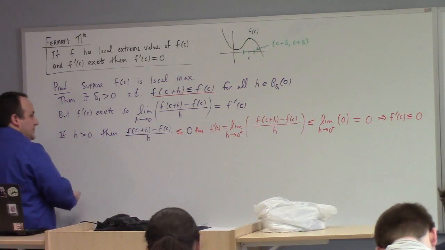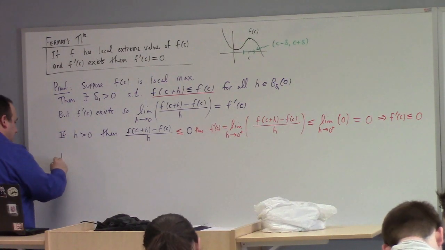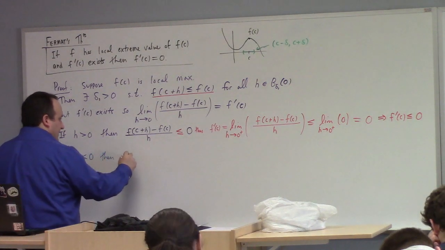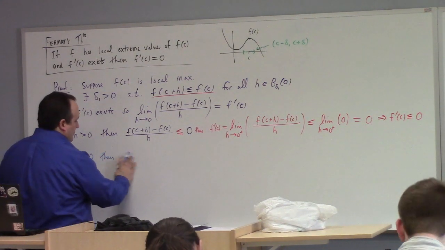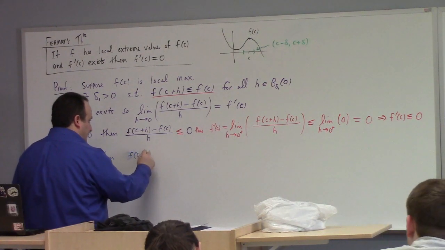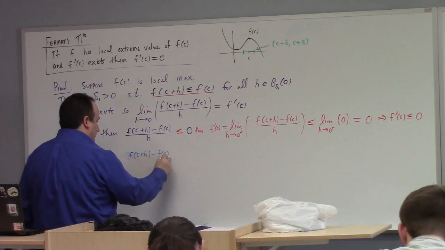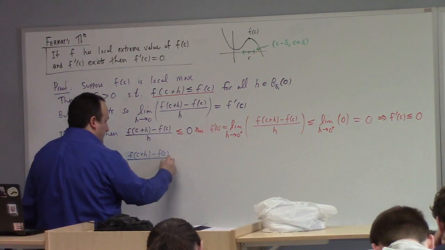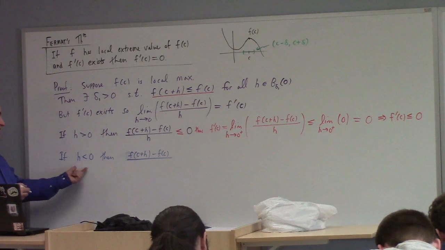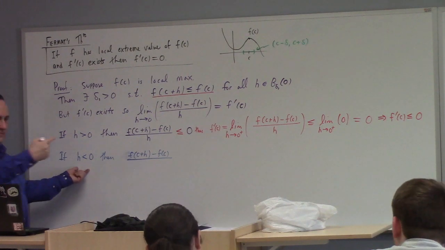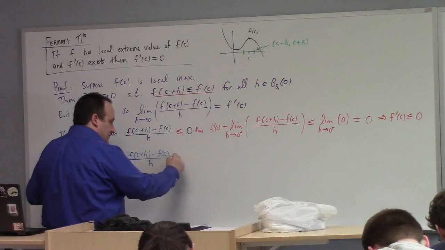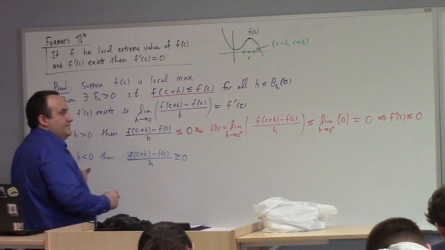On the other hand, if h is less than 0, what do you get? Then we have f of c plus h minus f of c. What happens when you divide that non-negative quantity by h? If h is less than 0, when we divide, we do what? Here we preserve the inequality. Now we flip it, right?